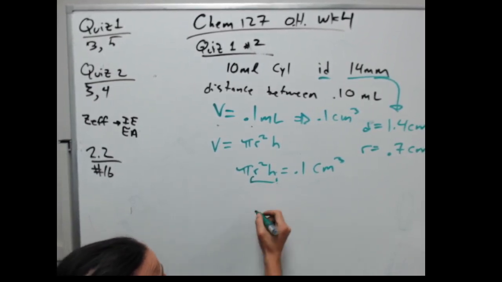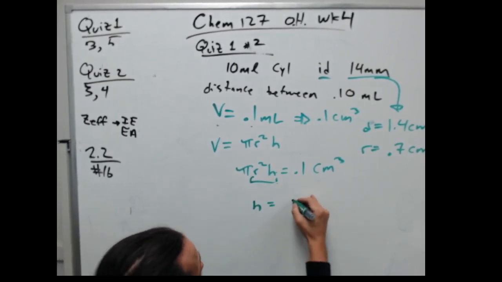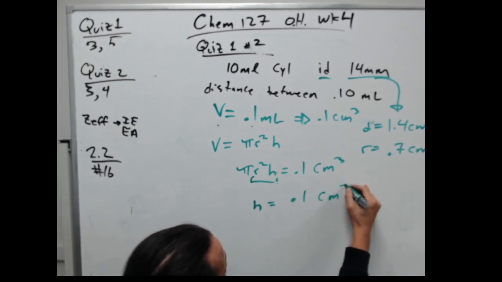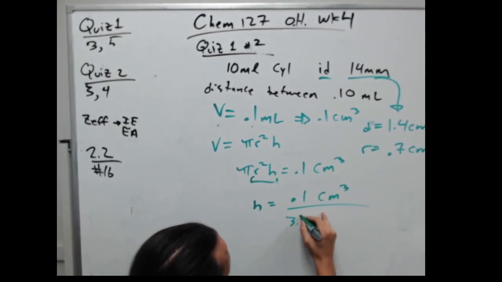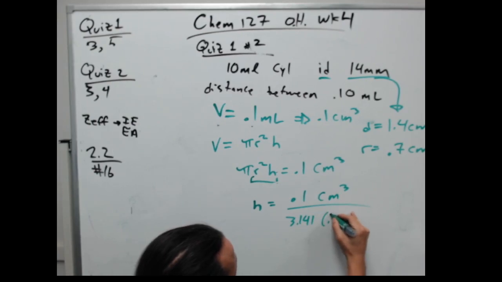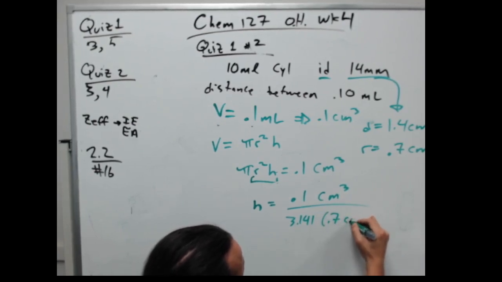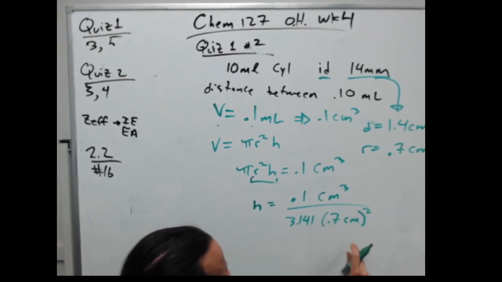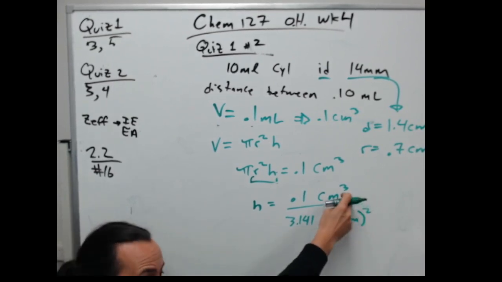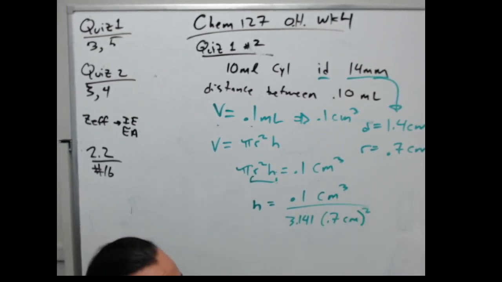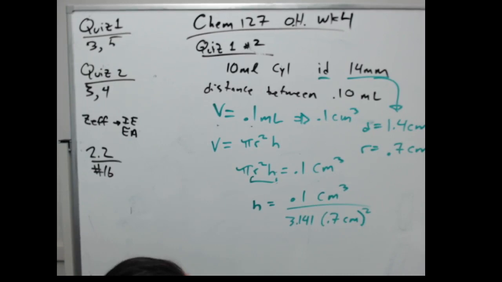I'm actually gonna rearrange before I plug in. I'm gonna have h times 0.1 centimeters cubed divided by 3.141 times 0.7 centimeters squared. So the centimeters squared is going to cancel out 2 of the centimeters up there. I'll end up with just centimeters left over. And I'll just plug it into my calculator, see if I get a reasonable answer.